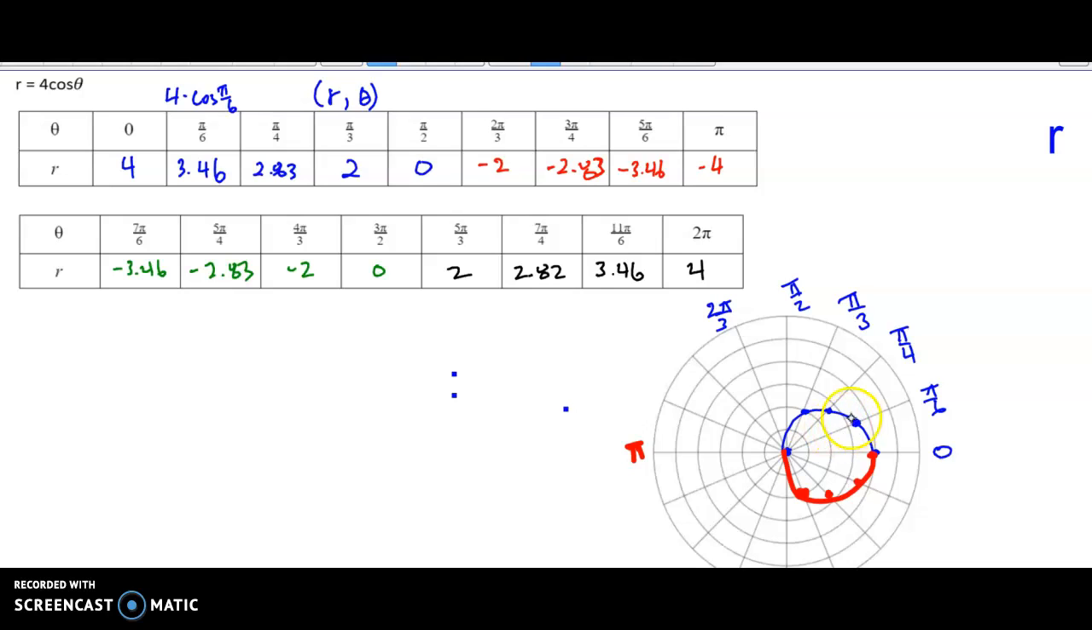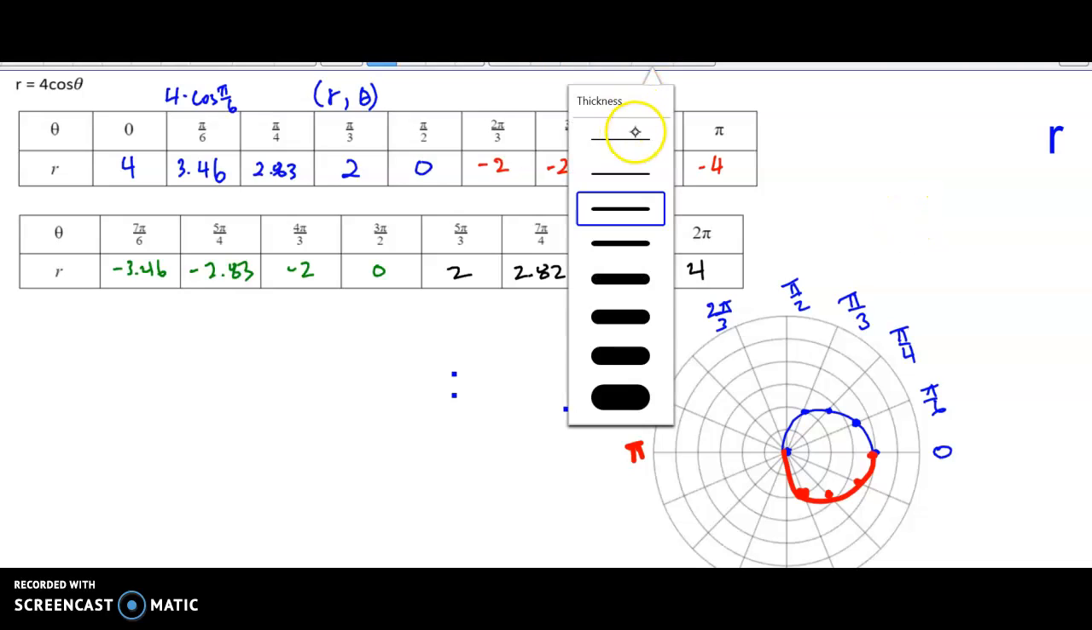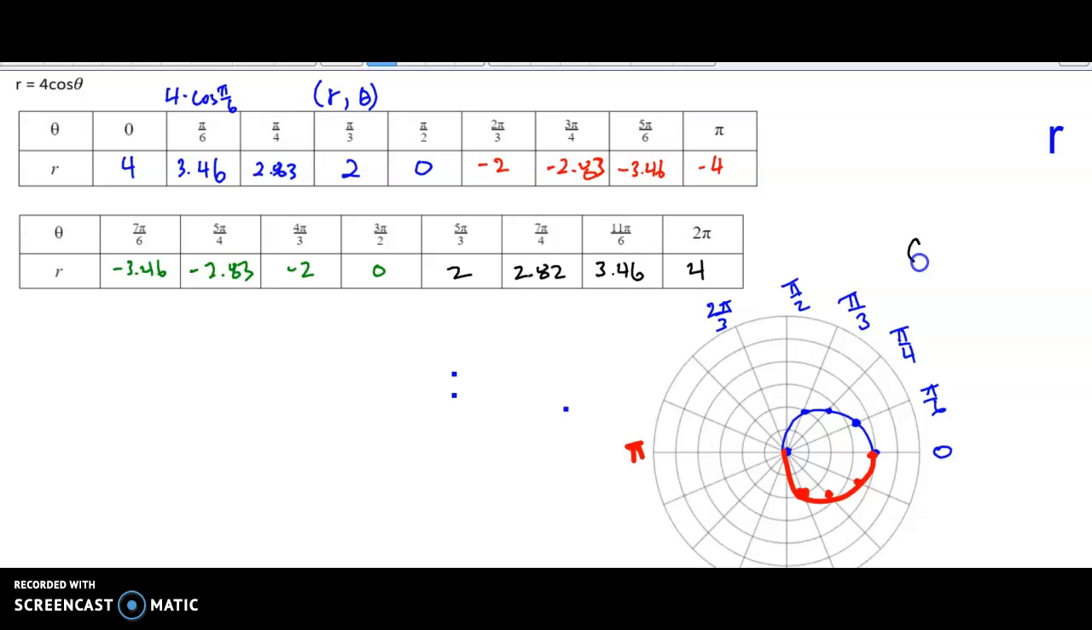And so this actually is supposed to be a circle. I know it's a little hard to tell. We have this polar grid behind it, and obviously it's not a perfect circle, but it actually is a circle. The center of the circle is at 2, 0, and the radius is 2 units. And so that's what we're working with here.